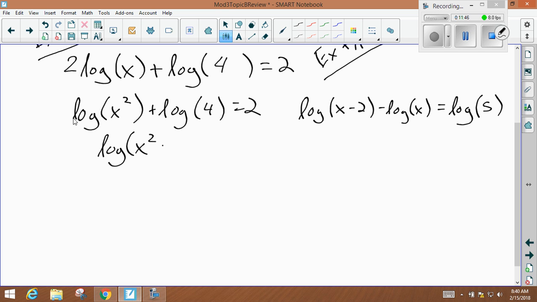Now I'm going to write it as a product. It's kind of weird that I wrote it like that. I should write it as 4x. And now it is in the form one logarithm equals a number, which means that it's time for me to write it as an exponential equation. So this is log base 10, right? Since there's no number there, it must be log base 10. So I'll write that as 10 squared equals 4x squared. 10 squared is 100.